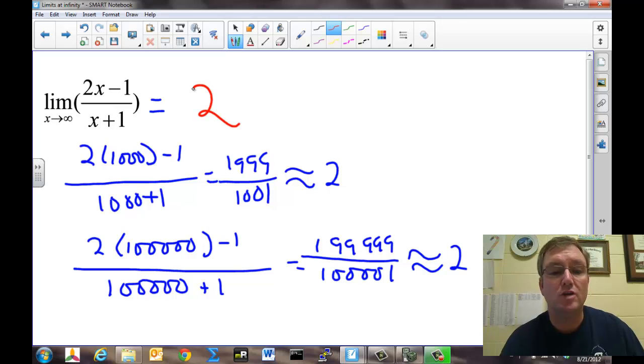Now, if you're using your calculator, you'll get to a point where it looks like it is the number 2, but it will never be exactly 2. Your calculator is just limited in what it can actually show on the screen, but it will be approaching the number 2.